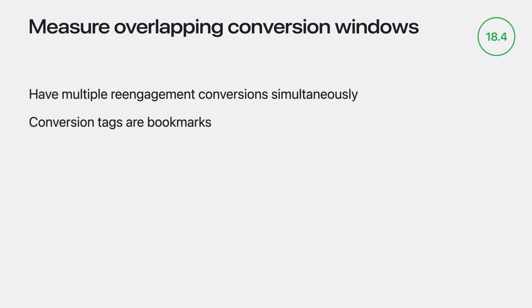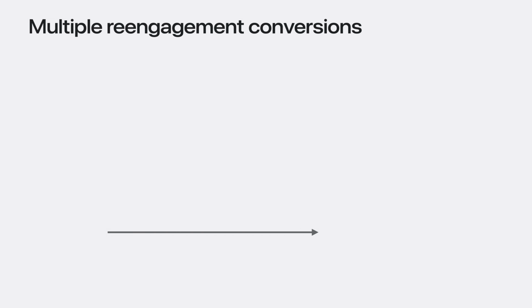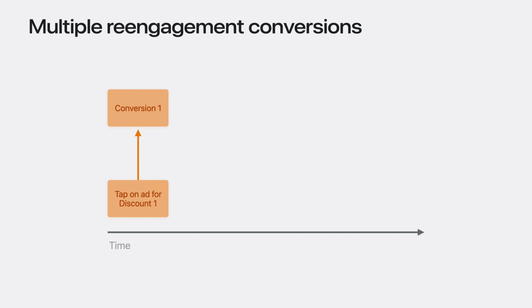Let's review a scenario where you would use conversion tags in your app. As a developer, you may run multiple re-engagement campaigns to promote different sales you're offering to customers in your app. A customer could see an ad promoting a discounted product in your app and decide to tap on it. That interaction will deep link them into your app and create a re-engagement conversion in the system. Then after a few minutes, they leave your app without purchasing the item.